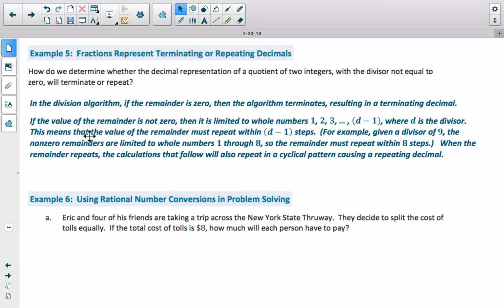So what that means is that the value of the remainder must repeat within that number of steps. For example, if you have a divisor of 9, the remainders are limited to 1 through 8. 9 minus 1 gets 8, and you can go all the way down to a remainder of 1. So the remainder must repeat within 8 steps because there's only 8 possible numbers here. When the remainder repeats, the calculations that follow will also repeat in that same pattern, causing a repeated decimal.